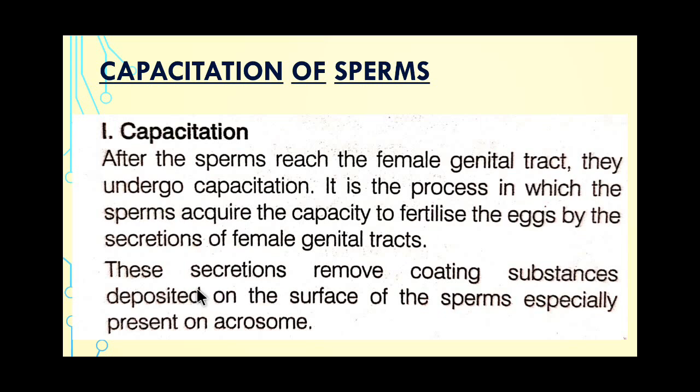Now the uterine and fallopian tube fluids wash away the various inhibitory factors that suppress sperm activity in the male genital tract. So we can say it is a process in which the sperm in the female genital tract are made capable of fertilizing the egg by secretions of the female genital tract, which alter or remove certain molecules deposited on the surface of the sperm. Sperm also need an alkaline medium in order to be motile.